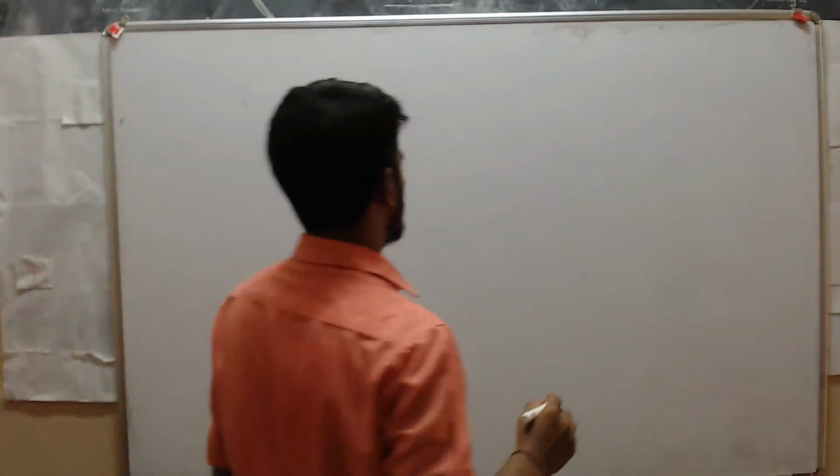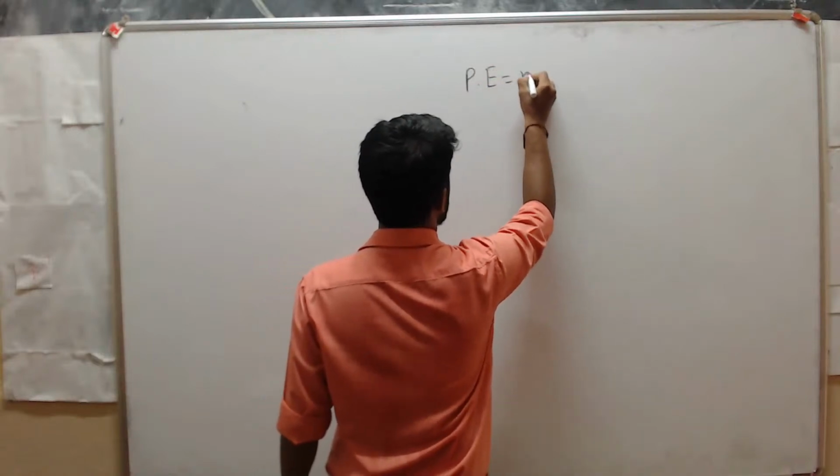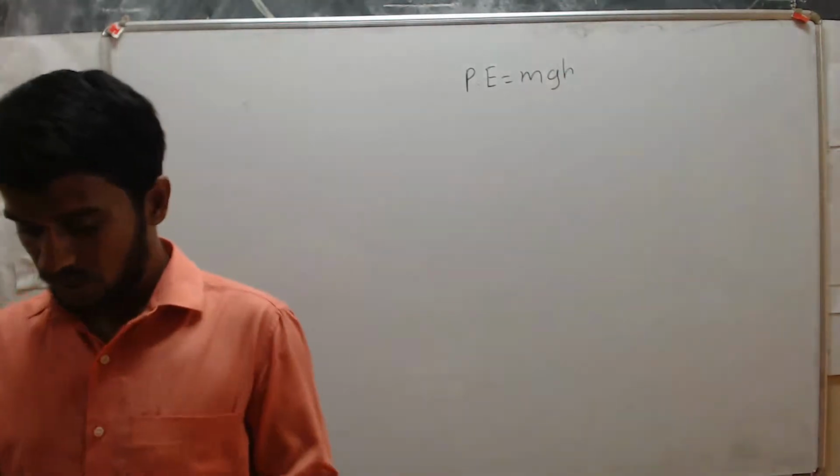Yes, sir. You know the formula. Potential energy is equal to m into g into h. Okay. So here our work is to prove that potential energy is equal to m into g into h. Yes, sir. How to start here?